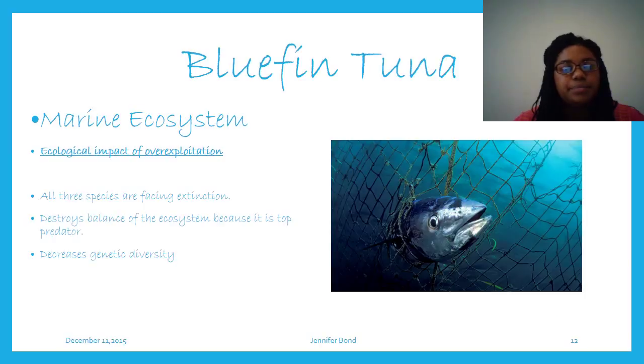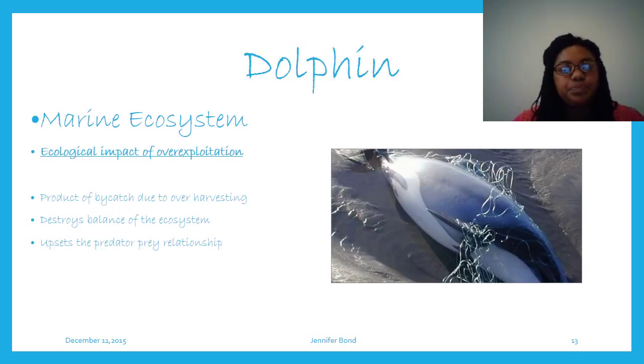Ecological impact. The bluefin tuna, all 3 of their species are facing extinction, and overexploitation of this species destroys the balance of the ecosystem because it is a top predator, and it also decreases genetic diversity.